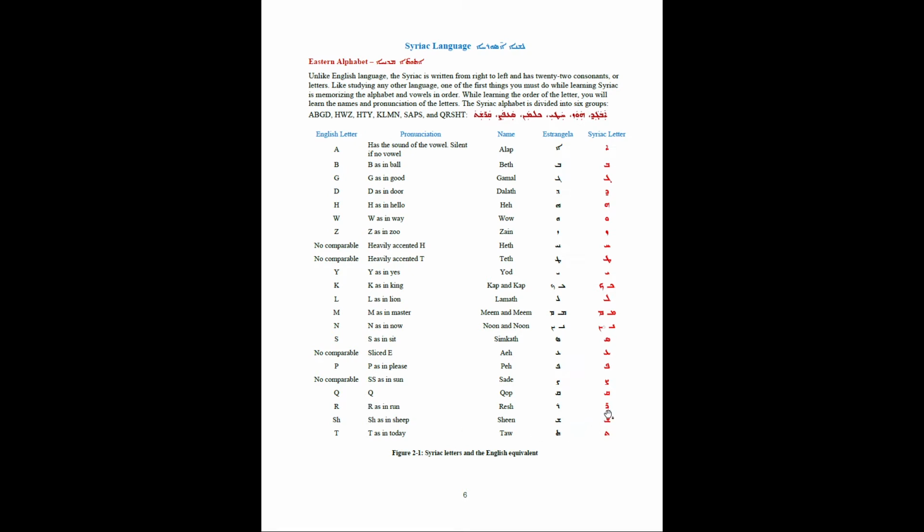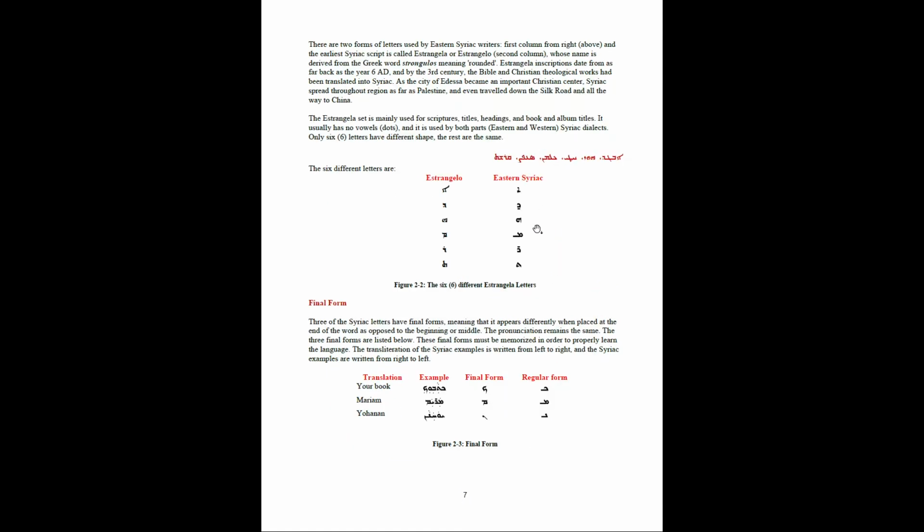Resh, R, or Resh is an R. Sheen, this letter is 2 letters in English, SH. And Tau, T in English. So those are the 22 letters. Again, we're going to cover each one later on.